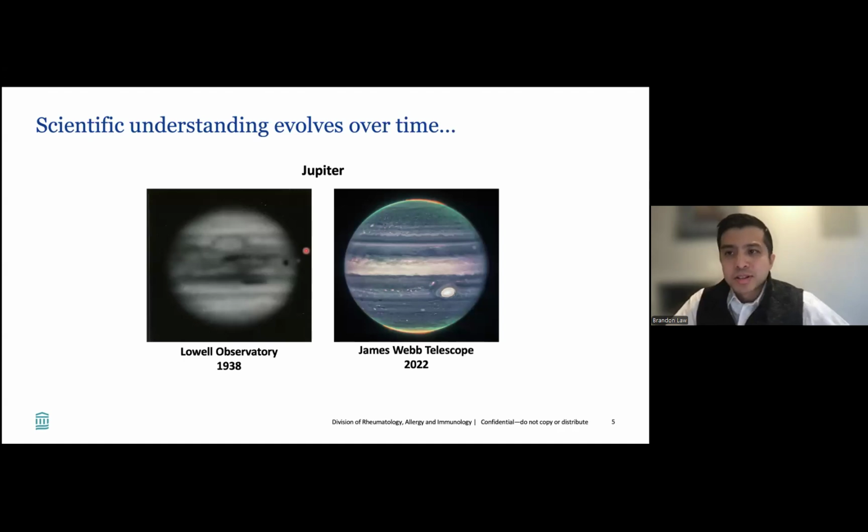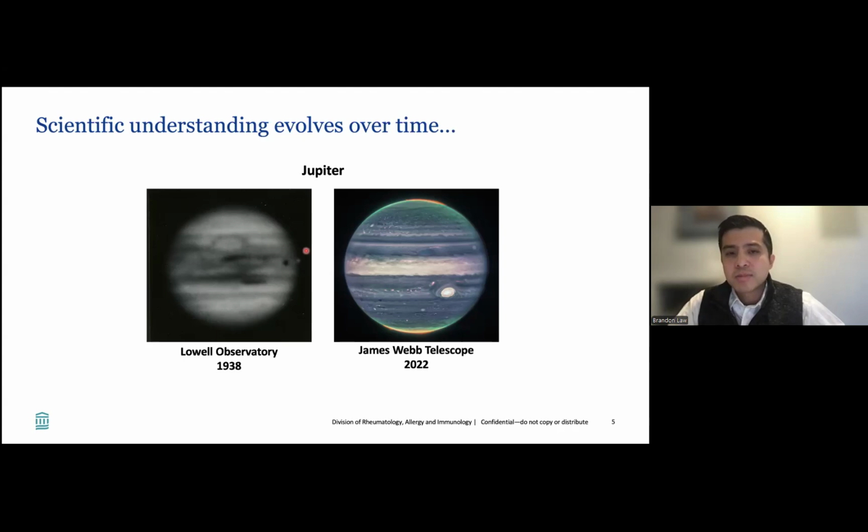But before I do so, I just wanted to make a little bit of analogy here, where I think our scientific understanding of this disease has been evolving and will continue to evolve over time. I have a picture here of Jupiter taken by various types of telescopes. This one on the left-hand side was done in 1938 by the Lowell Observatory, and you can see a very black and white, grainy picture of Jupiter. On the right-hand side, you have a colored, more detailed, high-resolution photo from the James Webb Telescope from 2022, showing that we have a lot more detail compared to decades before.